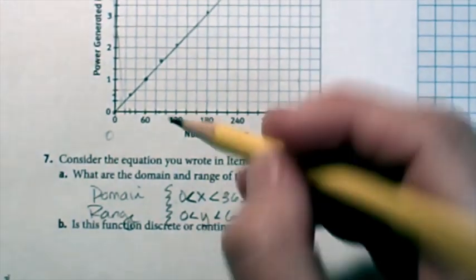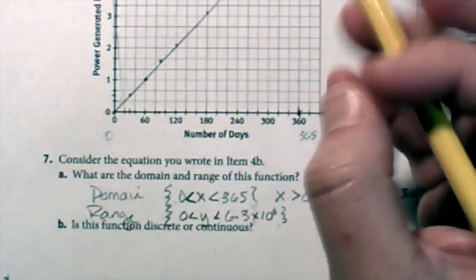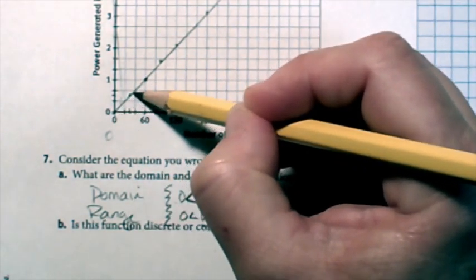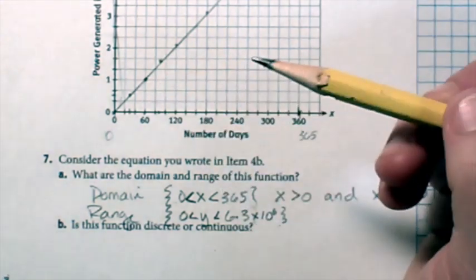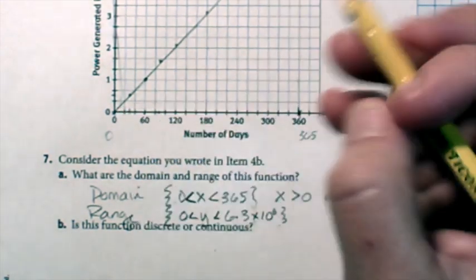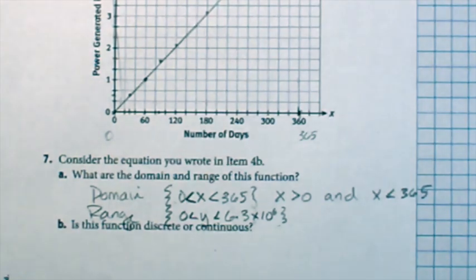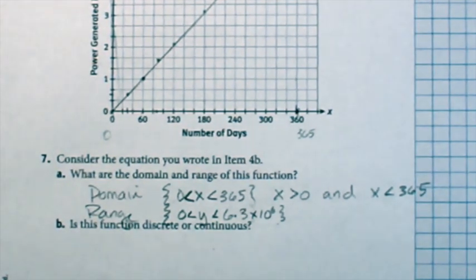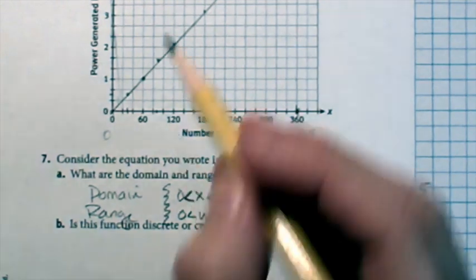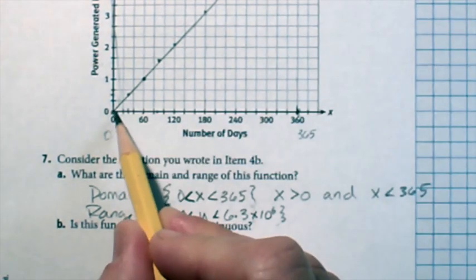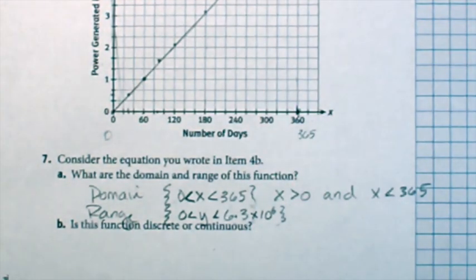Is this function discrete or continuous? Well, I just said it never turns off, right? So there's data in between all of these points. Remember, continuous means that you're not jumping from day 1 to day 2. You also have 1.5 days and 1.3 days. And that is true. So the number of days can be split up into the tiniest of little pieces. And the power generated, you don't have to generate 1 kilowatt and then you jump to 2. You have 1.5 kilowatts and 1.1 kilowatts. So this is continuous data.